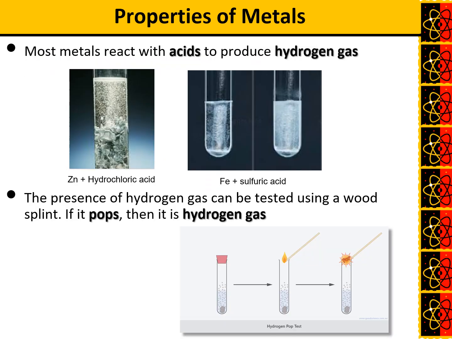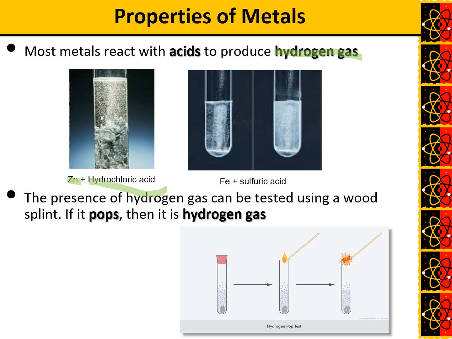Most of the metals react with acids to produce hydrogen gas. This is in general. So for example, zinc reacts with hydrochloric acid and is going to liberate, and you can see the bubbles here of hydrogen gas that is produced.